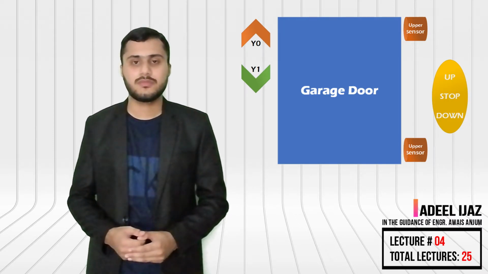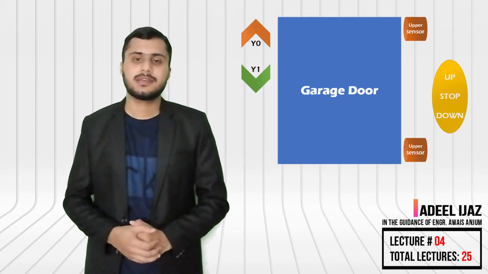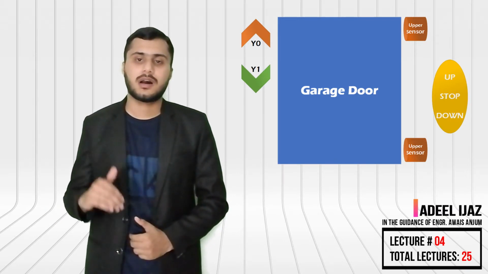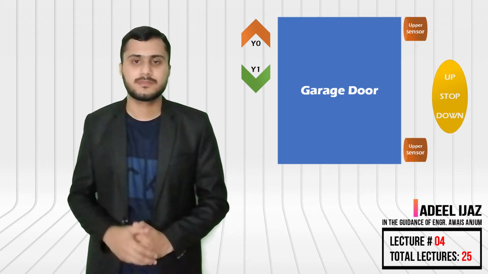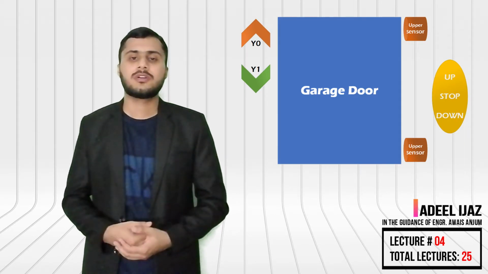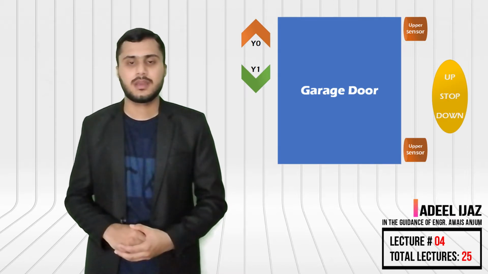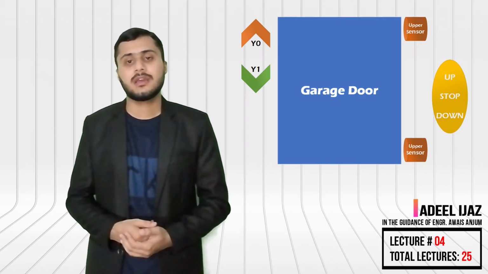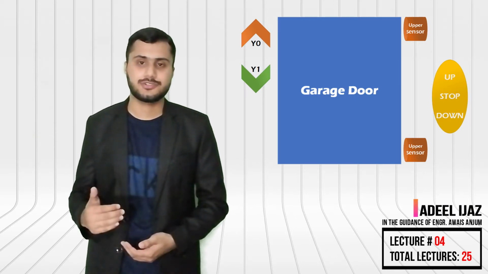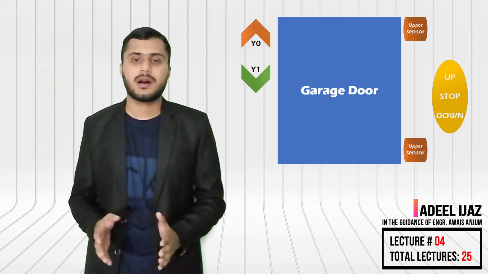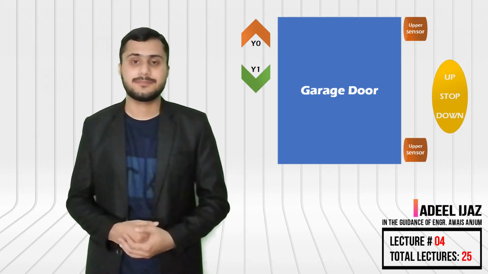In this setup, we have two outputs. The output y0 indicates that the garage door is moving up and y1 indicates that the garage door is moving down. In addition to this setup, we attach two sensors at the top and bottom of the door. Now what our program does is that when we press the up button, the door starts to move in the upward direction and keeps going up until the sensor attached on the upper side of the door gets activated.